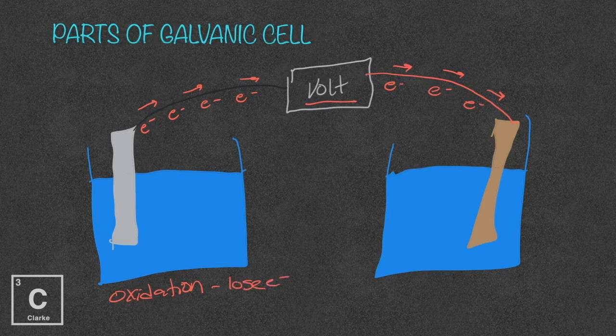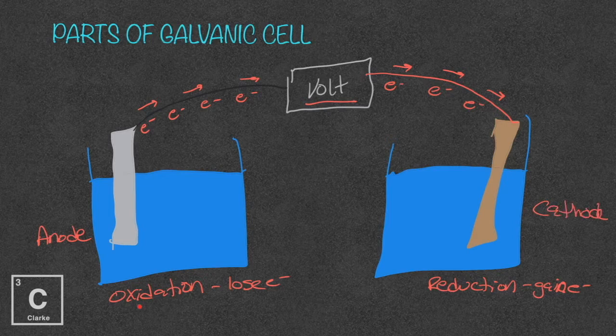When you put the oxidation at one side, that side is then called the anode. The anode is always the side that has electrons leaving, and electrons leaving is oxidation. So oxidation always happens at the anode. Electrons are coming in on this side. Well, we gain electrons. That's called reduction. So the reduction is going to be on the other side because we're gaining electrons. The side that's gaining electrons is called the cathode.